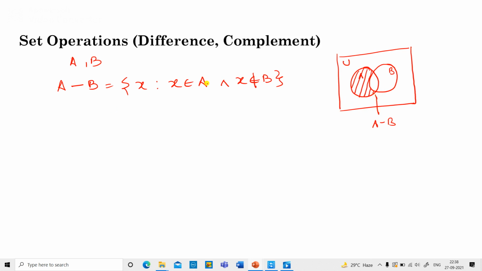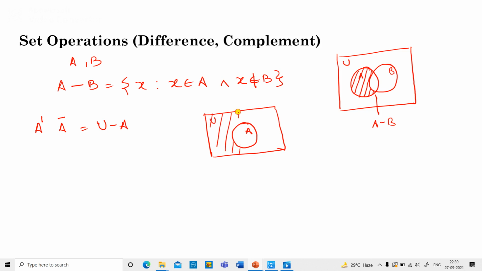See the difference. Now complement of a set. The complement of a set A is denoted by A dash, or you can write it as A bar. So this is U minus A, that is, universal set minus A. If you make the Venn diagram, this is U, and suppose this set is A, then the complement of A is this U minus A, this set. This is the complement of A.